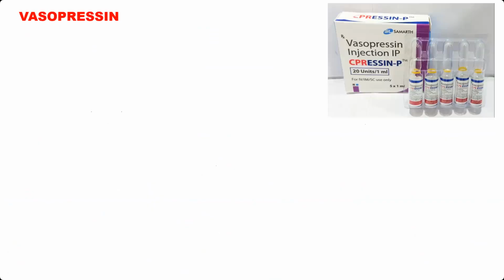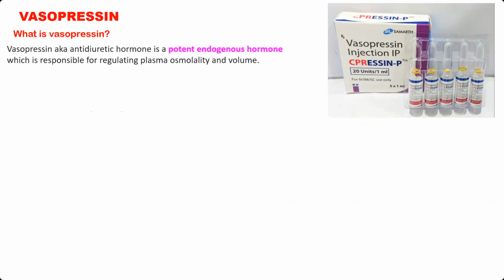Vasopressin is another exam drug which is normally not used frequently by the students. It is available in units per ml. What is vasopressin? It is a synthetic antidiuretic hormone. Yes, it is a hormone. Vasopressin is antidiuretic hormone, an important endogenous hormone which is responsible for regulating plasma osmolality and volume.